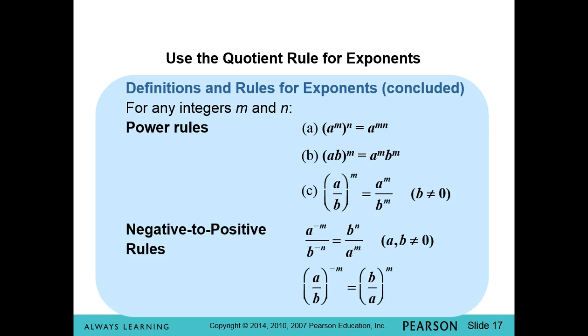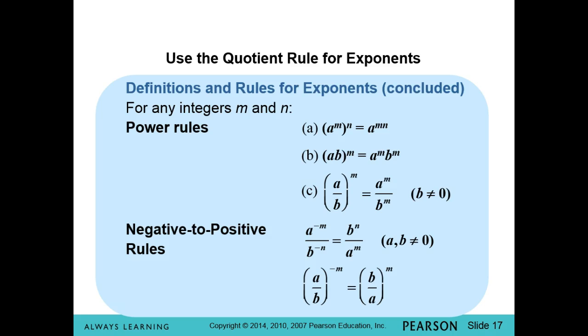Okay, here's some more power rules. A to the m raised to the nth is what? A to the m times n. You multiply. When you're raising a power to a power, you multiply the powers.